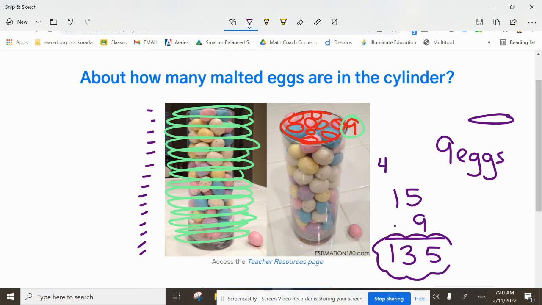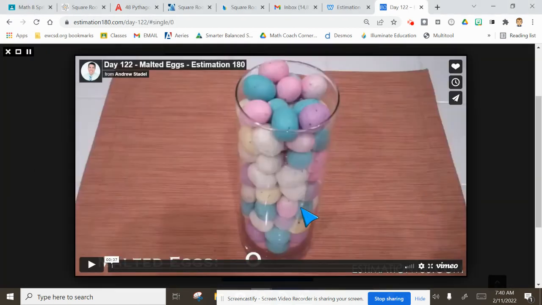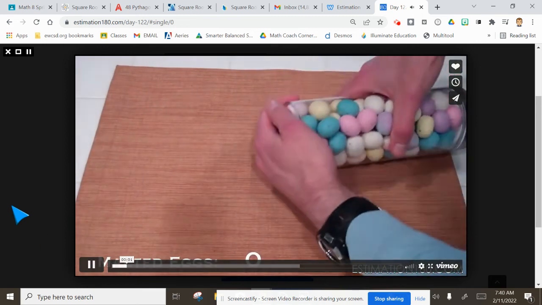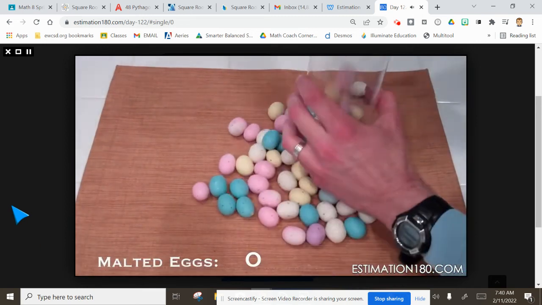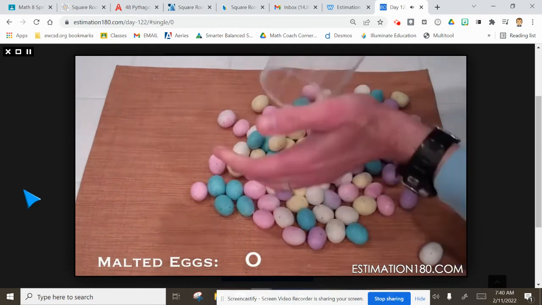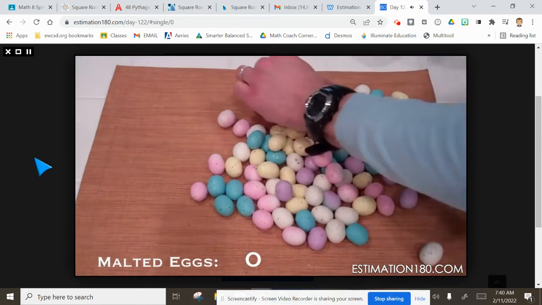I don't know the answer yet. So if you think you're already cheering because you think that's the answer, I don't know what the answer is. Let's go check it out. They look a little bigger than I thought, so maybe I guessed too much, I think, but we'll see.